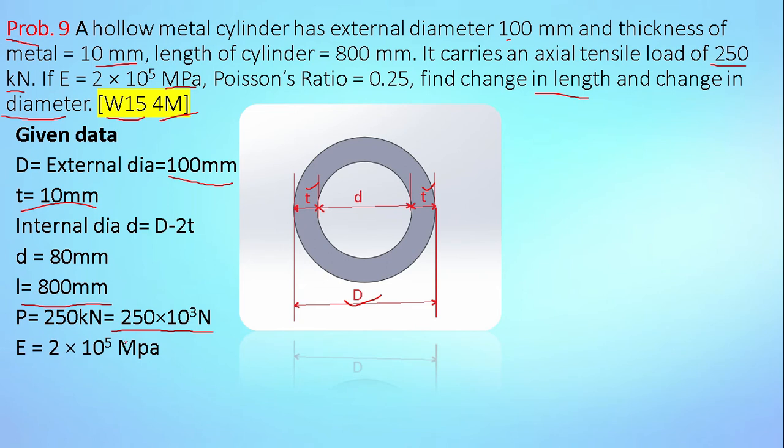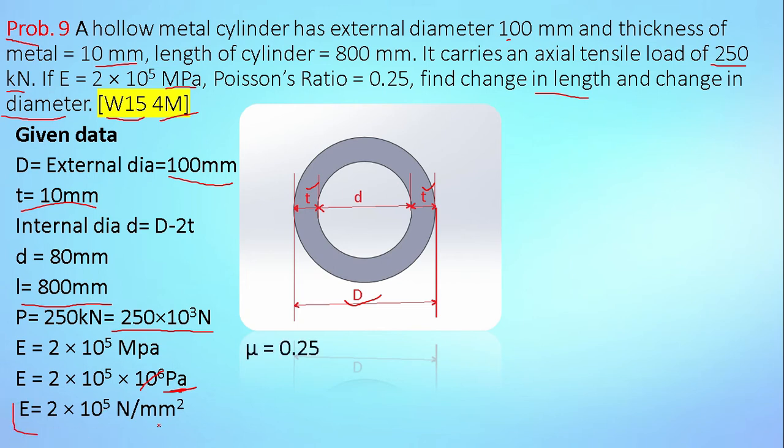Young's modulus 2 into 10 raised to 5 megapascal is equal to 2 into 10 raised to 5 multiplied by 10 raised to 6 Pascal. For converting this into Newton per mm square, multiply this by 10 raised to minus 6. So the 10 raised to minus 6 and 10 raised to plus 6 cancel out. So Young's modulus is equal to 2 into 10 raised to 5 Newton per mm square. Poisson's ratio is equal to 0.25. And in this problem, we have to find the change in length and change in diameter.